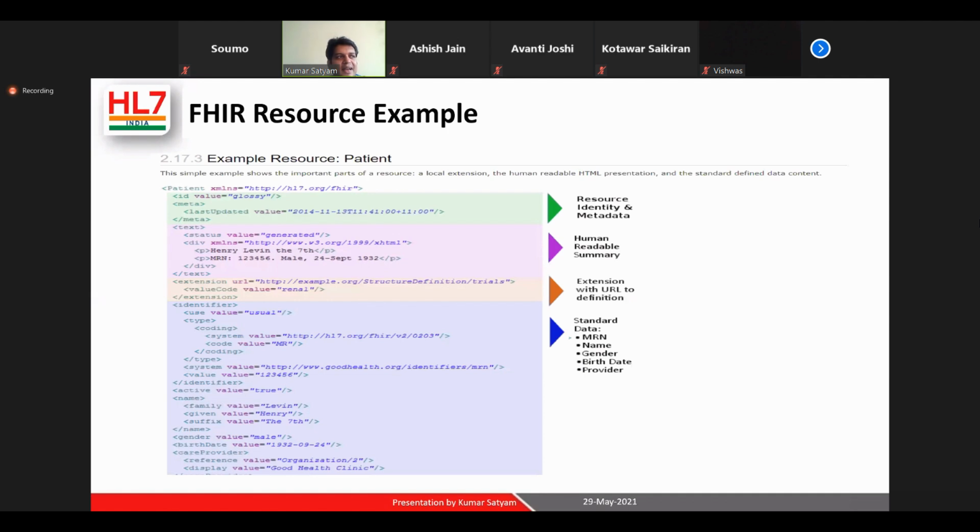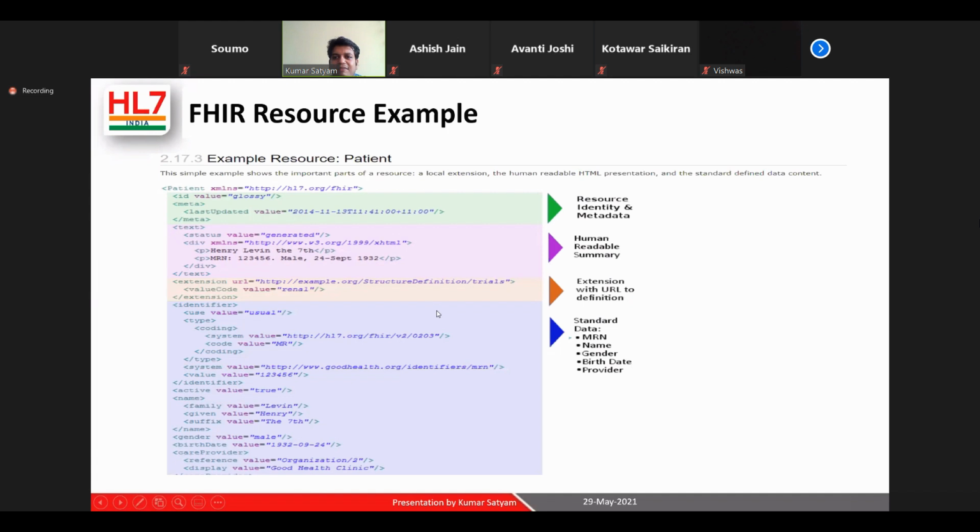Okay. The next part of a resource is actually the narrative. And the narrative is the human-readable XHTML form where the data is described, which can be read by a human. If you see here, it's under the text tag, and it says that the name would be Henry this and MRN is this, and it's in the P tag.